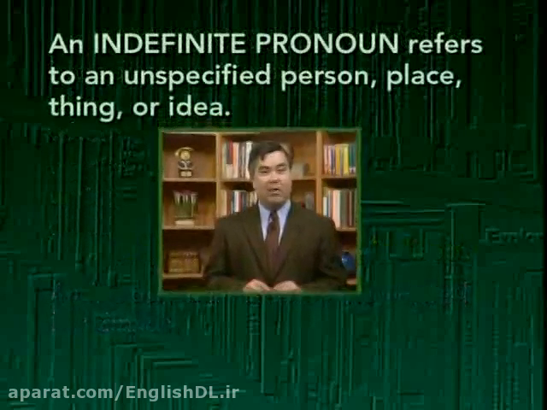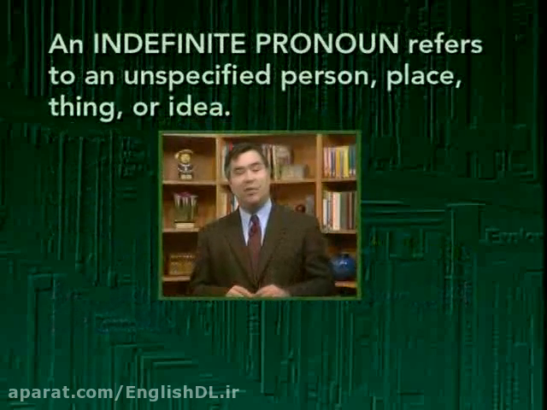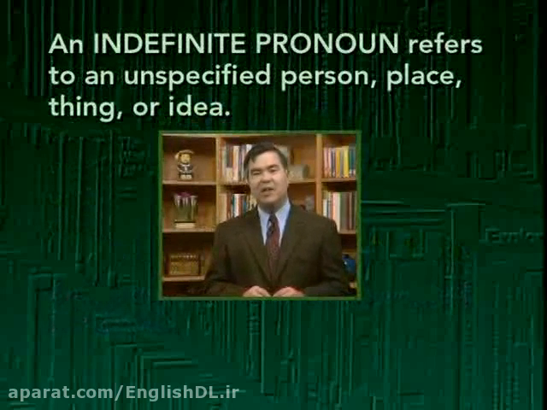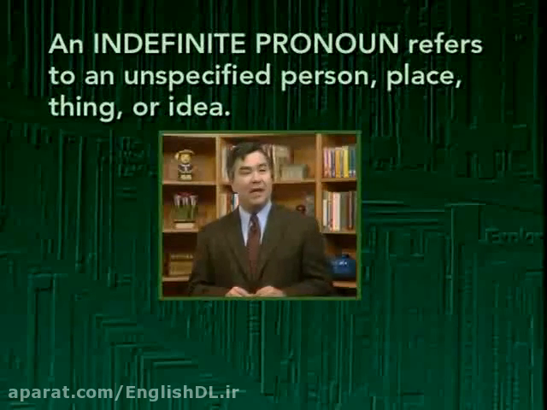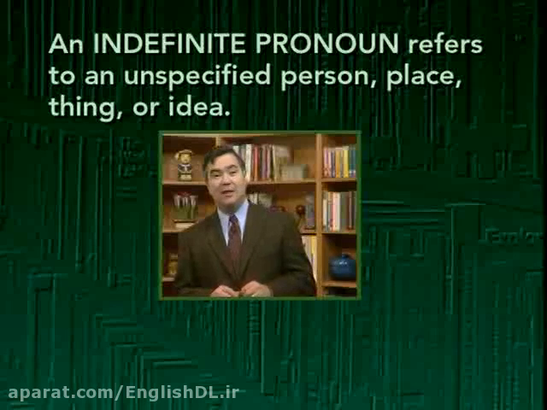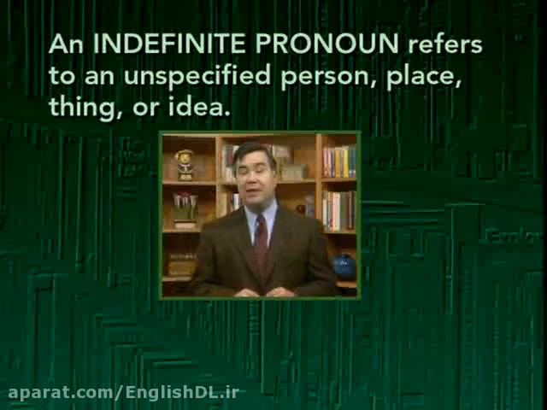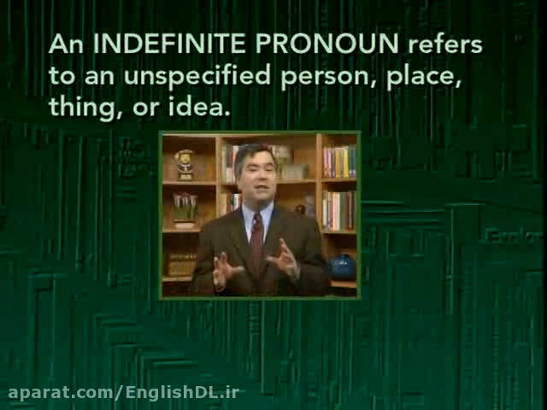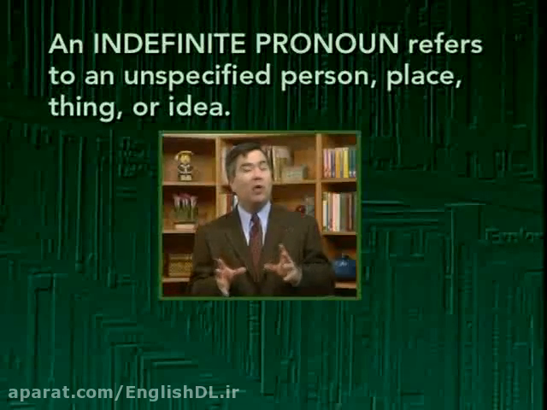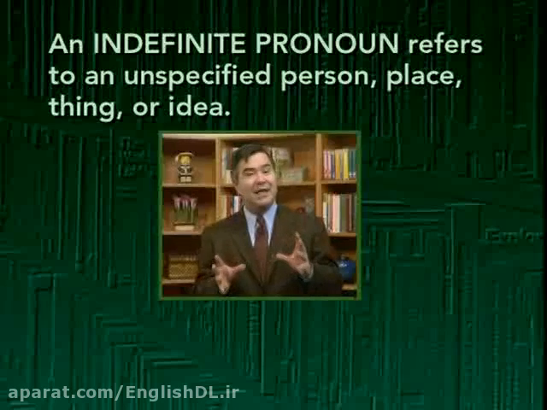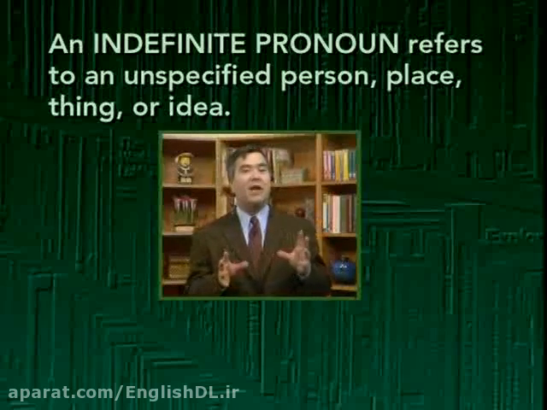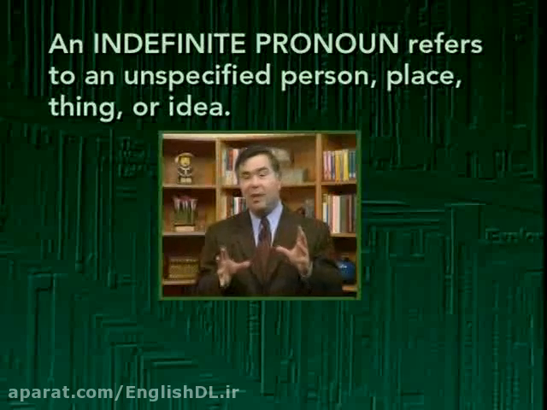The third category of pronouns is indefinite pronouns. An indefinite pronoun refers to an unspecified person, place, thing, or idea. As you can see when we look at some examples of indefinite pronouns, these are words that refer in a somewhat vague way to one or more people, places, things, or ideas that are not specified or named in the sentence or anywhere near it.